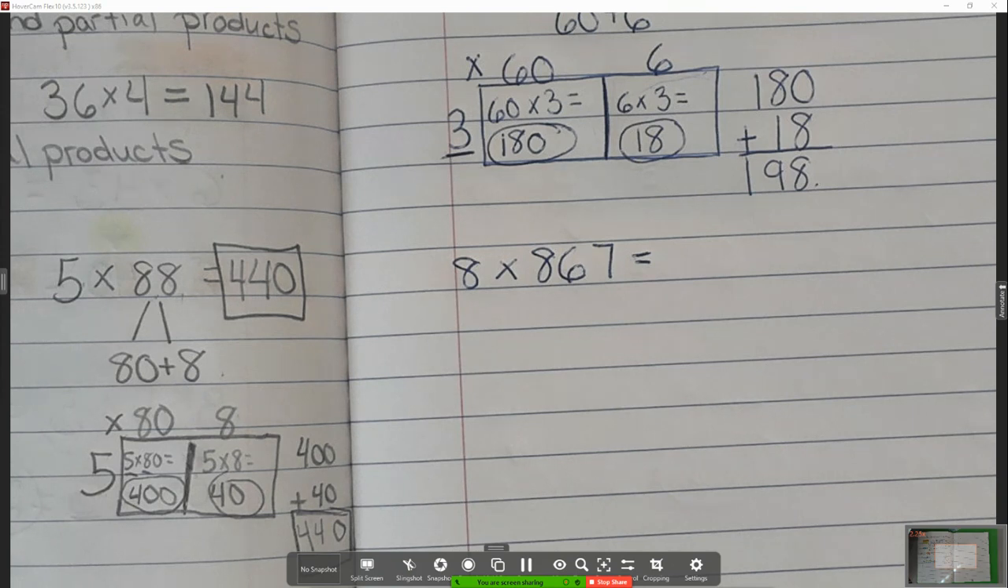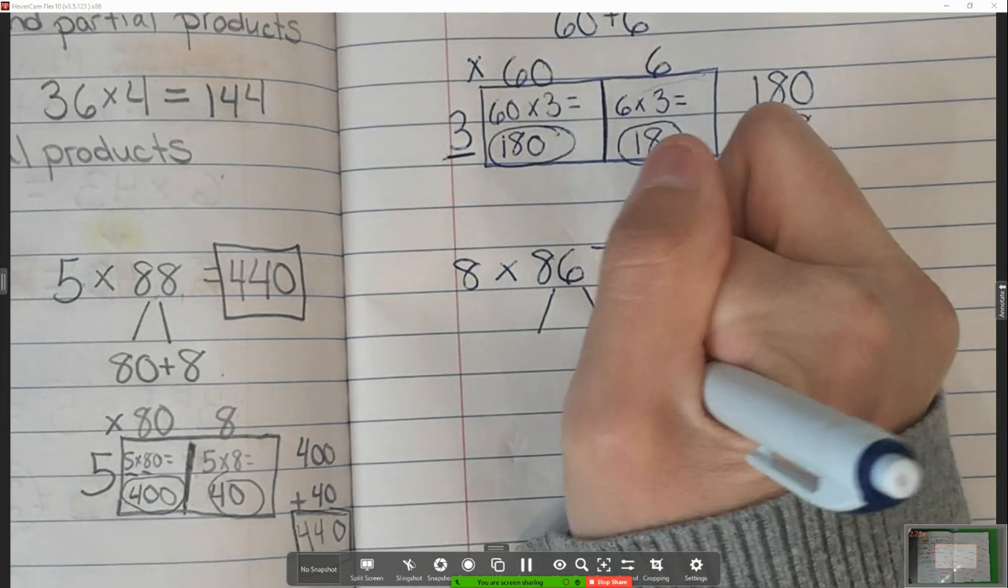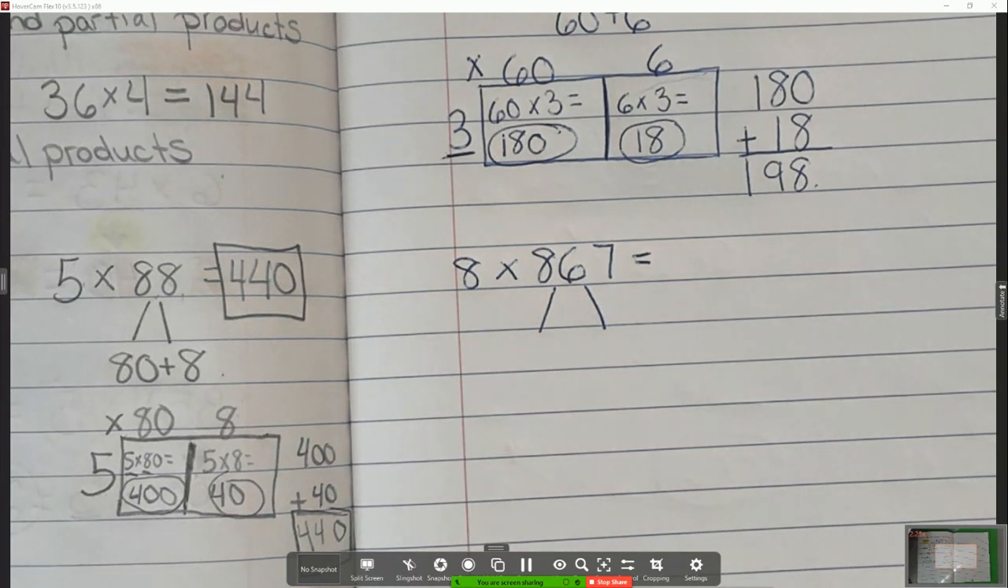So according to my first step, who can tell me what my first step was? It should be in your notes. Natalie, what's the first step? You expand the greater factor. Perfect. And Natalie, which one is the greater factor, 8 or 867? 867. Perfect. Let's go ahead and expand this. So we're going to write 867 in expanded form. Logan, help me out there. How would I write that in expanded form?